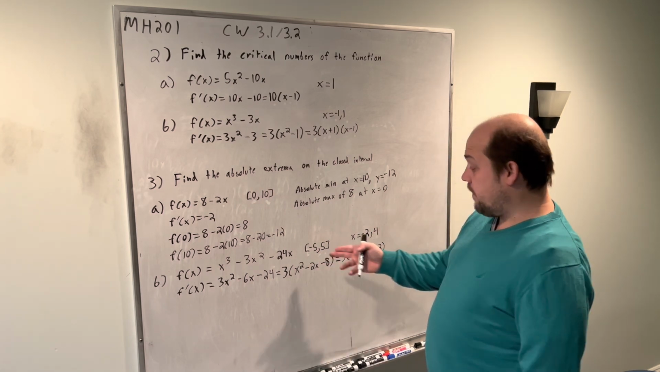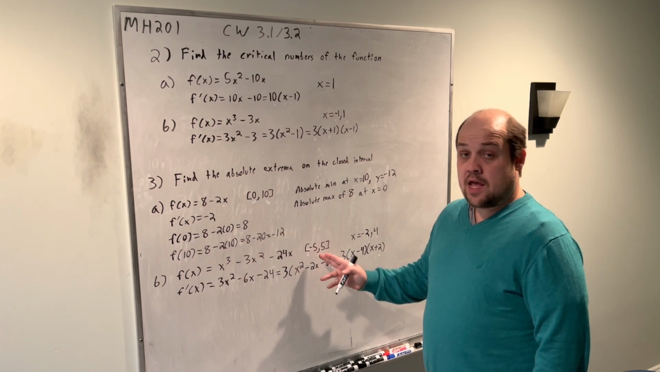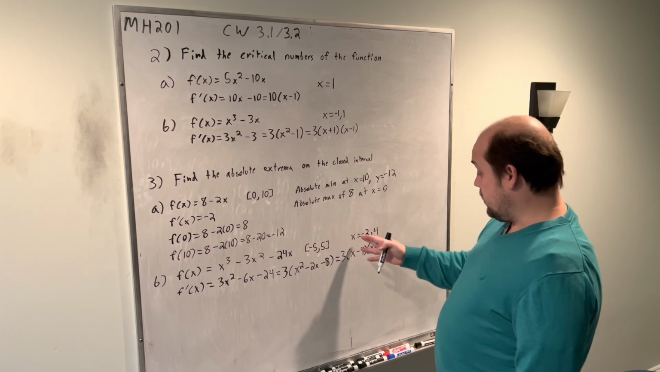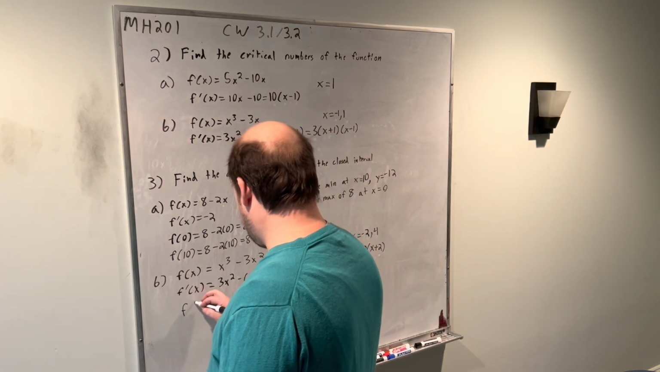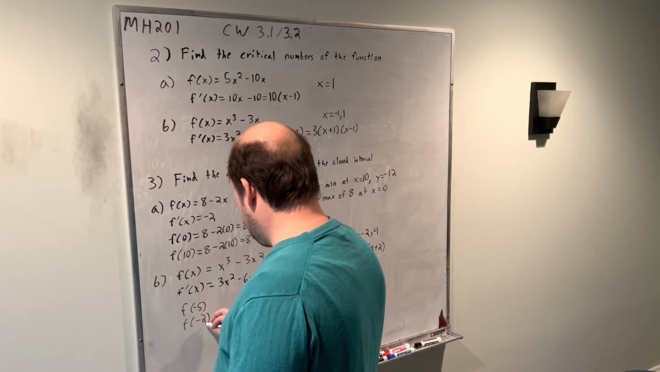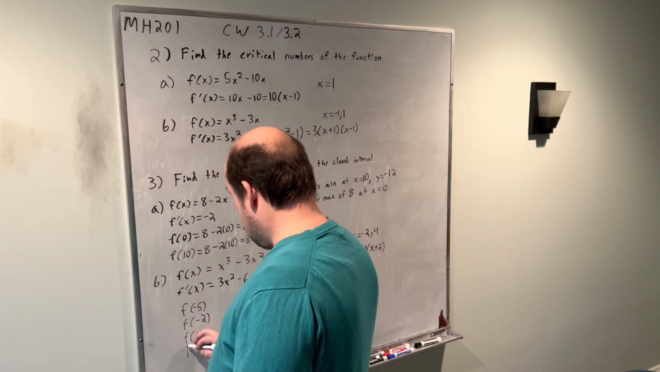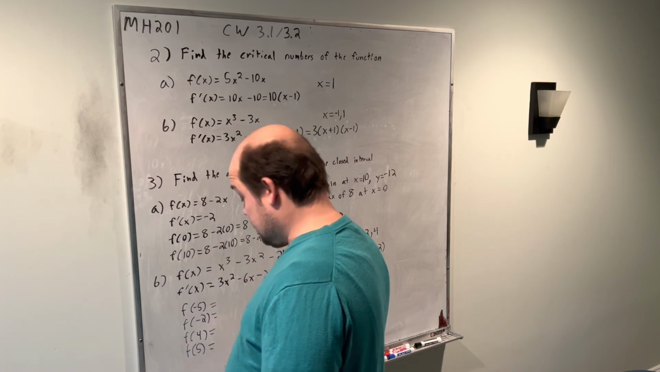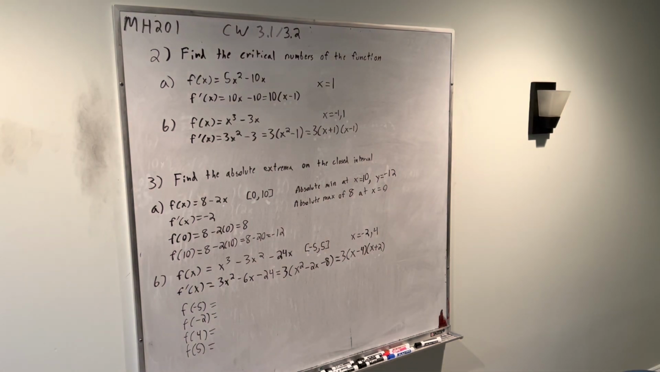If one of my critical values had fallen outside of the interval where I was looking for the absolute min or max, I would need to ignore that critical value. So here I have 4 values that I need to now test in the original equation. So I need to find f of negative 5, f of negative 2, f of positive 4, and f of positive 5. I definitely recommend you guys using a calculator for this. I am going to do that right now.